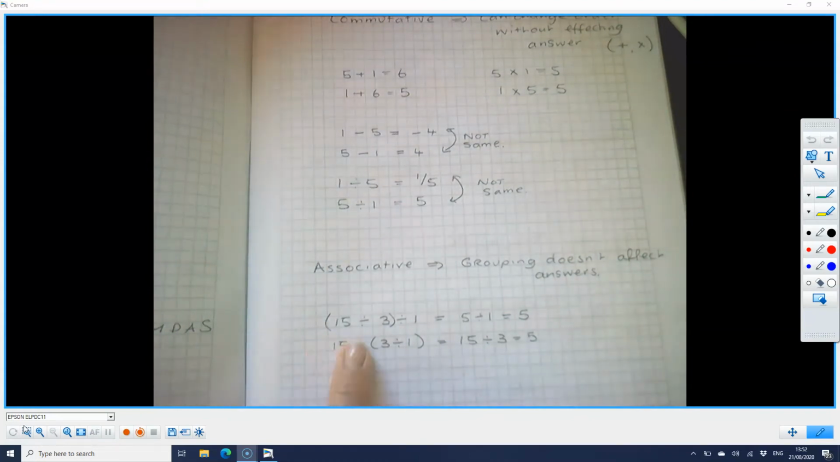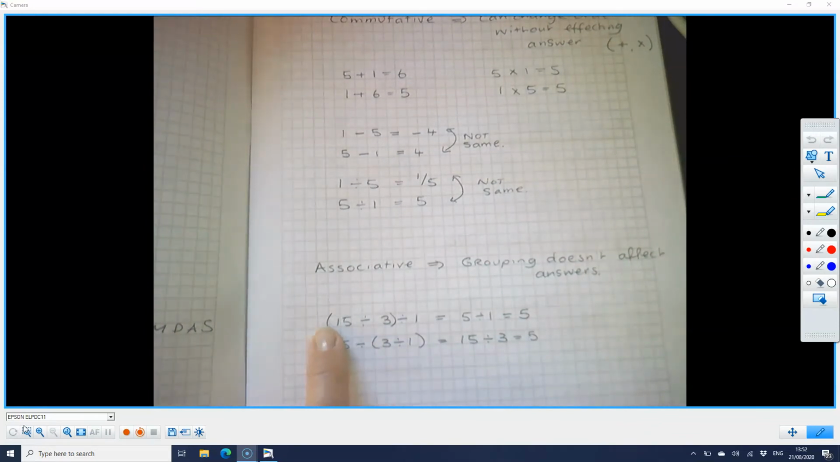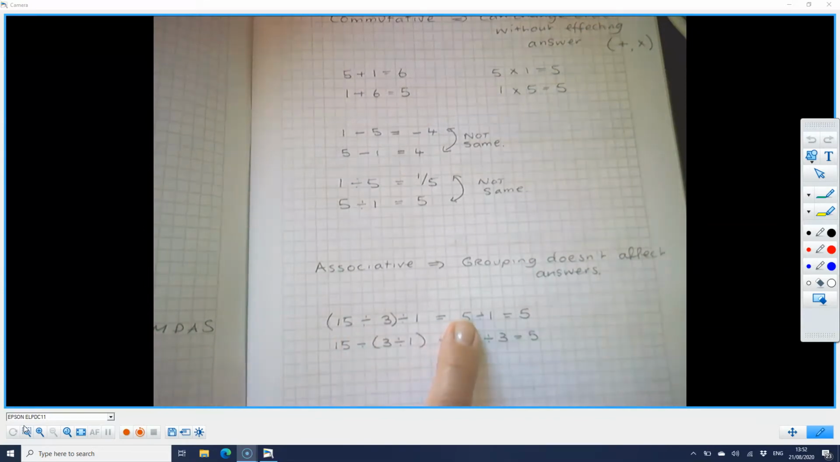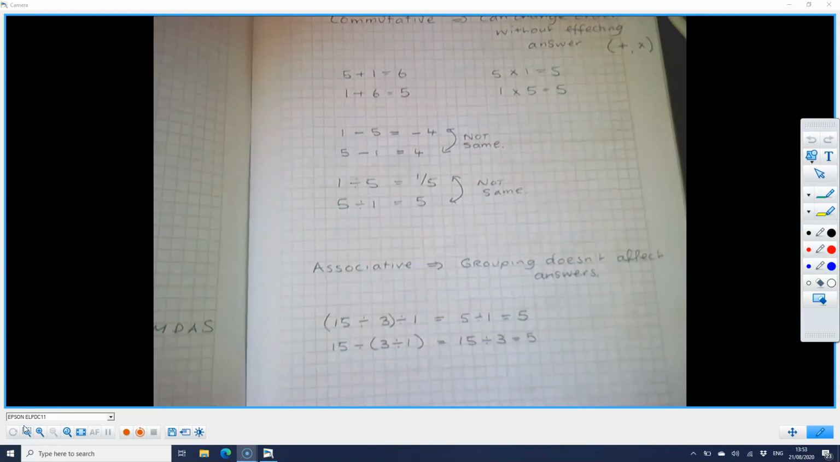So in terms of this, 15 divided by 3 divided by 1. If you're thinking of your BIMDAS, you do what's in the bracket first. So 15 divided by 3 gives you 5, and then 5 divided by 1 gives you 5. Whereas if I had the brackets in a different spot, exact same numbers, I do the brackets first. So I have 3 divided by 1, which gives me 3. And then I'd have 15 divided by 3, which will also give me 5. Alright, so division is associative. Okay?